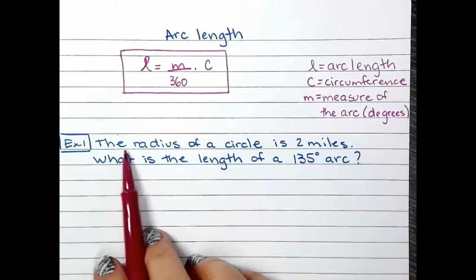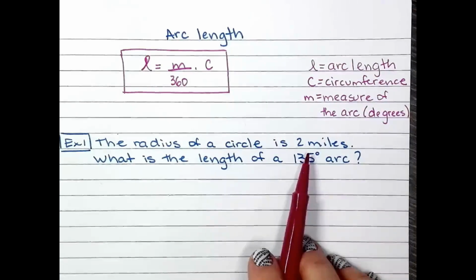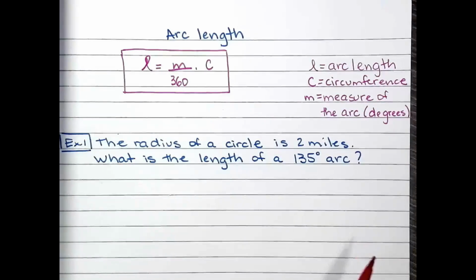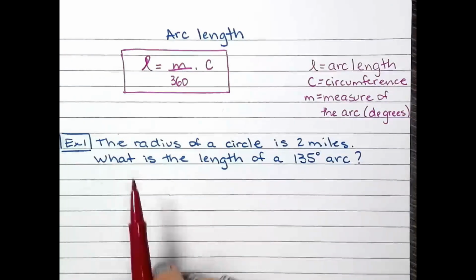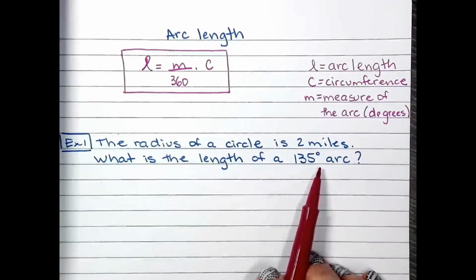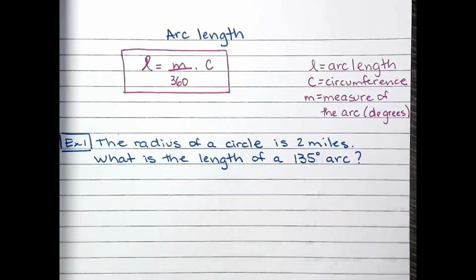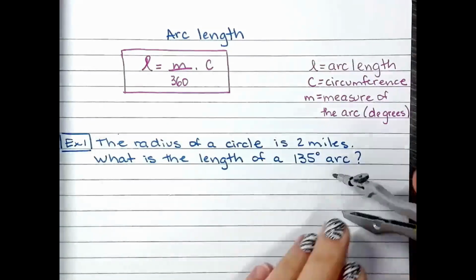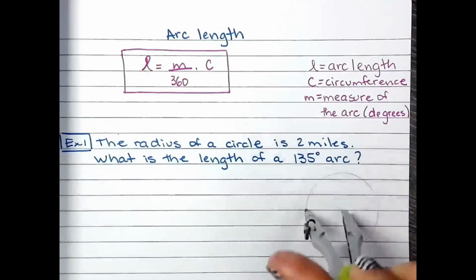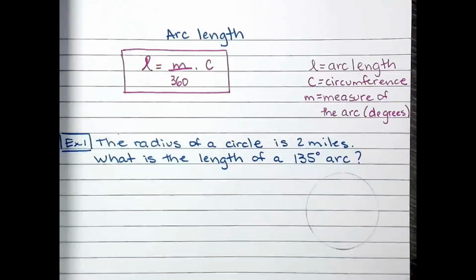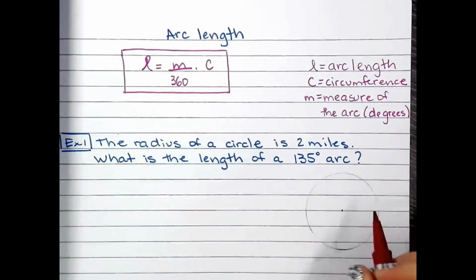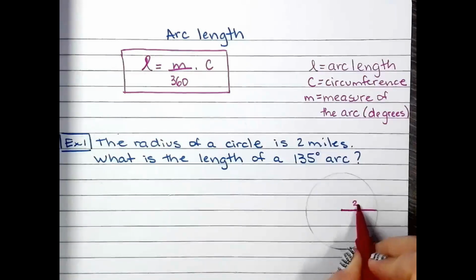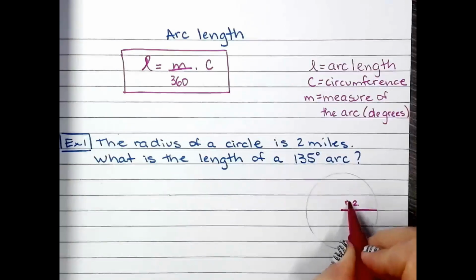Today we have the radius of a circle is 2 miles. The radius is the distance from the center to the edge of the circle. And then what is the length of a 135-degree arc? Let's just do a little sketch right here. So we have 2 right there, so r is 2.